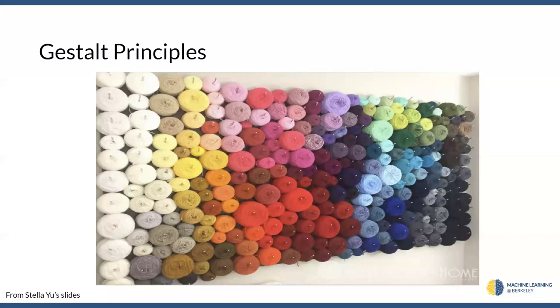First of all, we have this whole idea of the gestalt principles. I don't know if you guys are familiar with this, but the basic idea is that there are a lot of different components that go into how humans perceive things, how they perceive objects. If you look at this image, for example, I think these are little balls of yarn or something like that. Maybe you're seeing each of these individual bars of yarn. They all have different colors on them, but what your brain is processing is this kind of gradient.